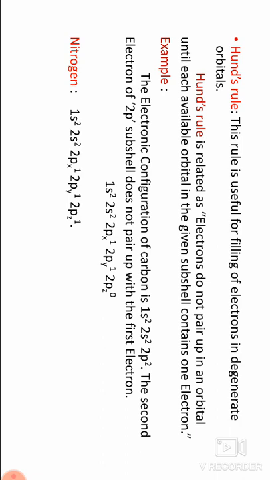In chromium, atomic number 24, the configuration is argon 4s2 3d4. The 4s orbital electron is transferred to the 3d orbital. The electron configuration changes to argon 4s1 3d5. Here the d orbital is half filled, getting the d5 configuration, and it gains extra stability because it is stable. This is called anomalous configuration.